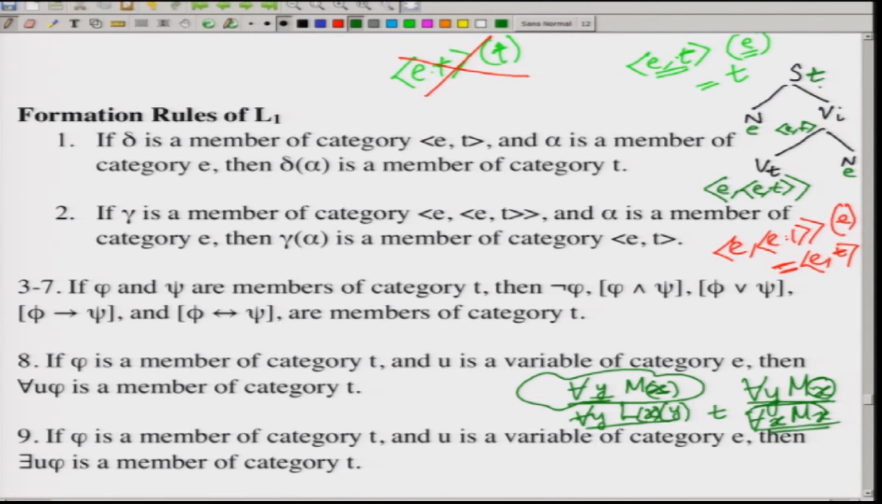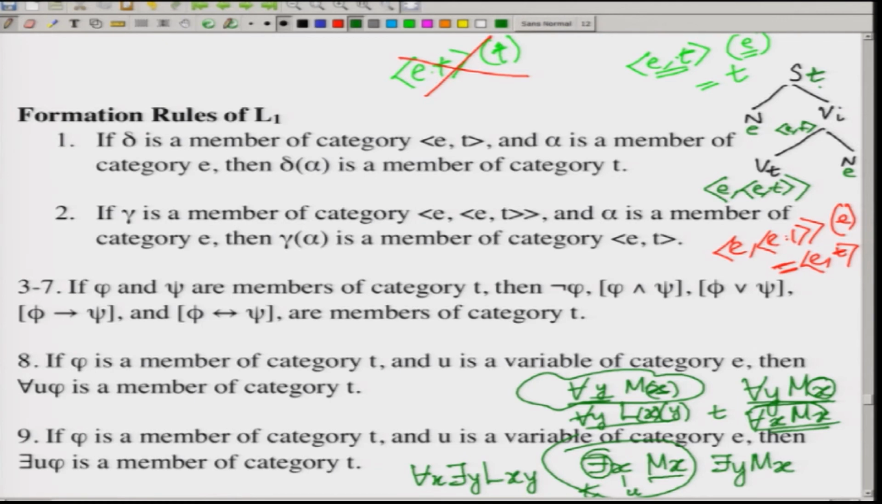And similarly we can construct some x Mx, or some y Mx, or all x some y Lxy. All these are formulas in our language, so all these would belong to T. That is what they are saying: Mx belongs to T, and x is a variable with a quantifier just introduced. If that is the case, then the whole thing will belong to the same type, that is T.